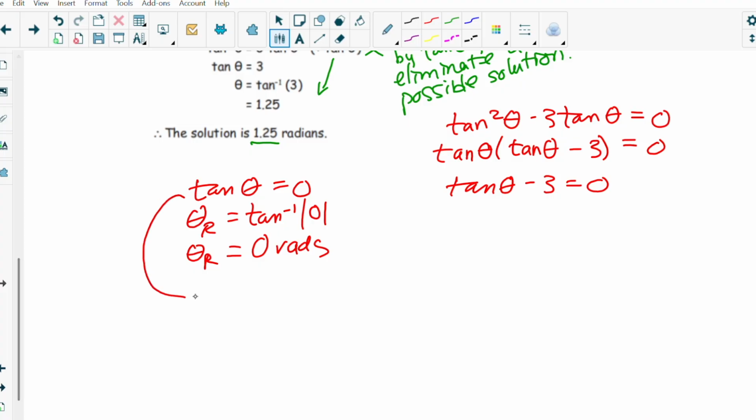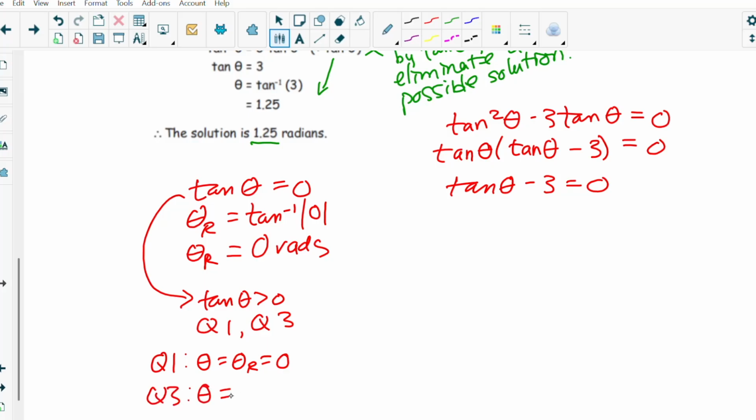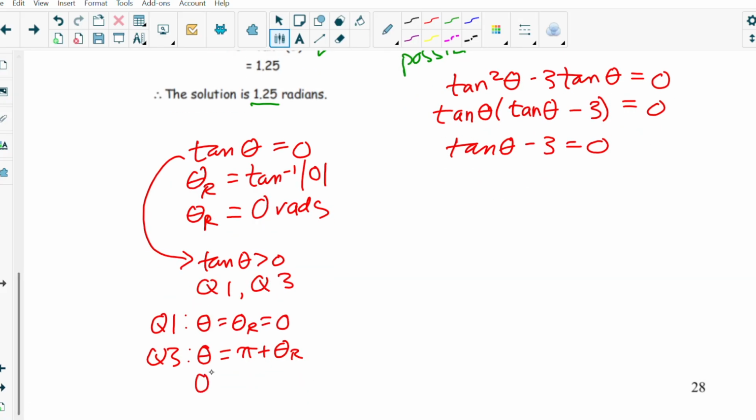Okay. Tangent of theta is positive in quadrants 1 and quadrant 3. So in quadrant 1, let's try to do this without drawing a Cartesian coordinate system. Our angle in standard position equals our reference angle, and that equals 0 radians. In quadrant 3, our angle in standard position equals pi plus our reference angle. So our angle in standard position in quadrant 3 equals pi radians. So let me circle pi radians and 0.